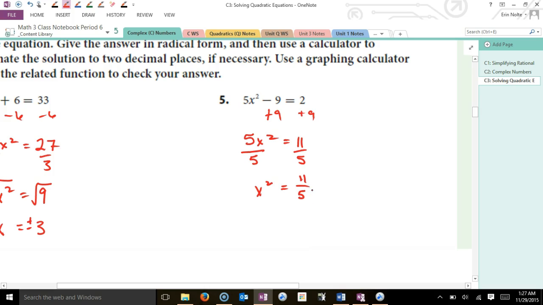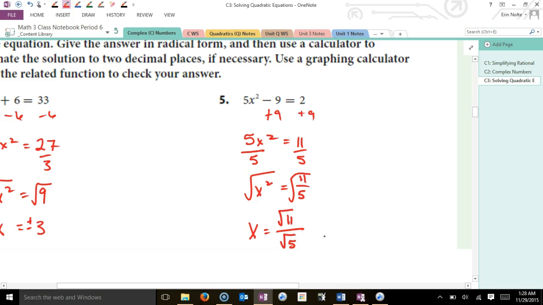Perfect. Okay, now what do I do? I take a square root. So, what's the square root of 11 fifths? Well, that's not wrong, yeah. Okay, but is it simplified? Can I leave it as a square root of 11 fifths? How do I take a square root of a fraction? No minusing. Okay, so what you're going to do is you're just going to take the square root of the top and take the square root of the bottom. Okay, so I have the square root of 11 over the square root of 5.